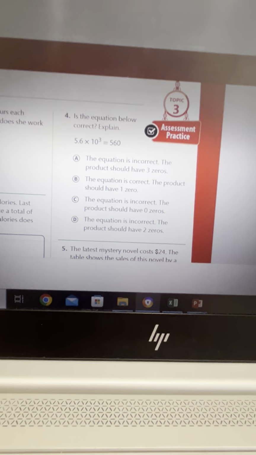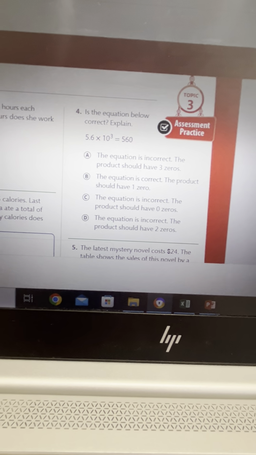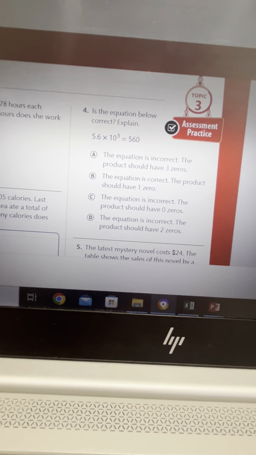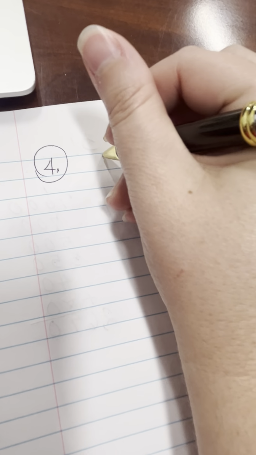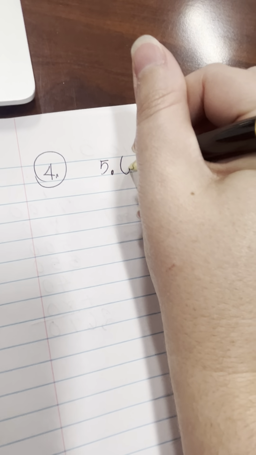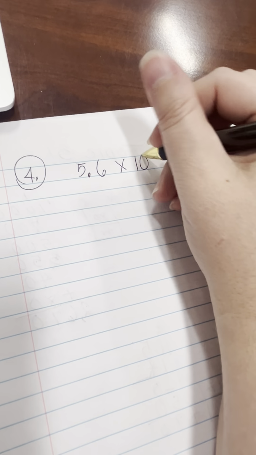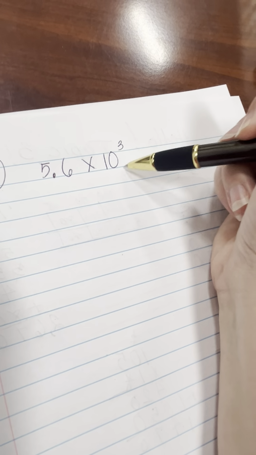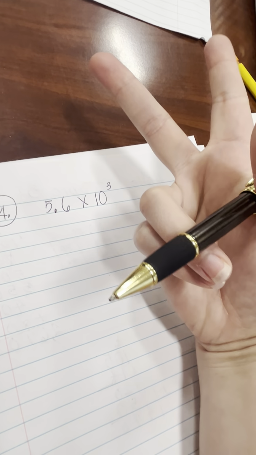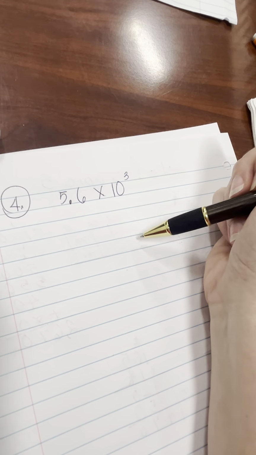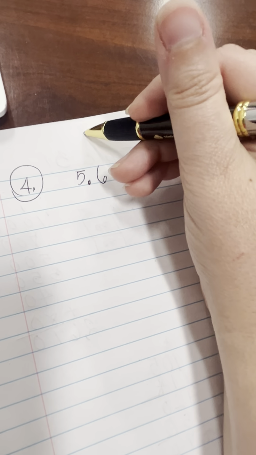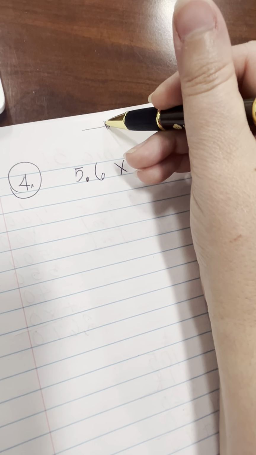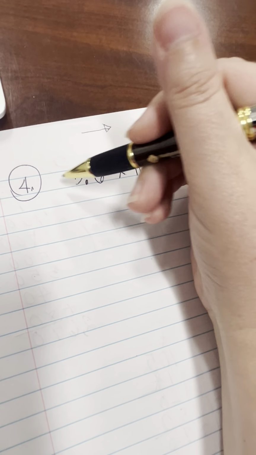All right, number 4. Is the equation below correct? Explain. So with number 4, what we're doing is we are moving decimals. So we have 5.6 times 10 to the 3rd power. When we are multiplying times a 10, we're getting bigger. When we divide, we get smaller. So if I want to get bigger, my decimal is going to move that way. If I get smaller, it's going to move the other way.